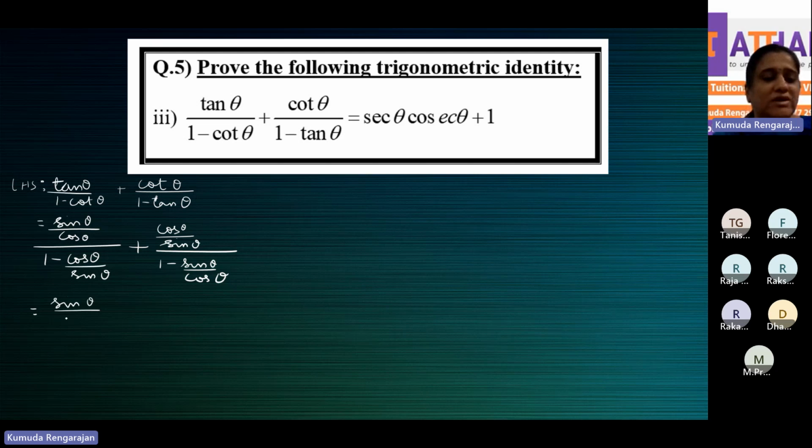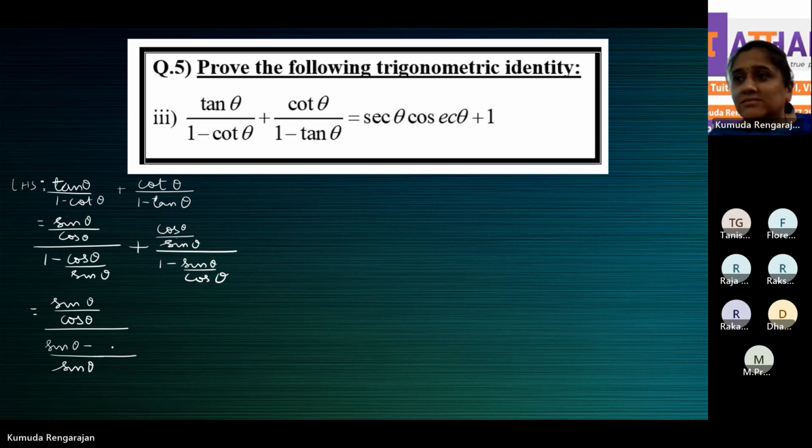Nothing can be done in the numerator. It's very simple. Sine theta by cos theta, what can you do with that? So write it as it is. In the denominator, take up the common denominator. So sine theta is common, right? Sine theta is a common denominator, I mean. So what do you get in the numerator? Sine theta minus cos theta. Wait, what's difficult in this?